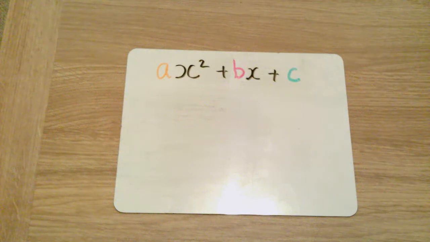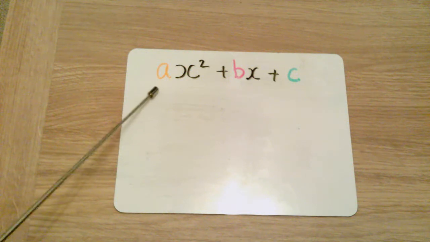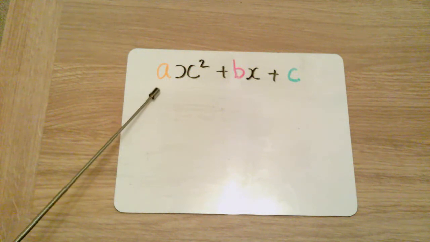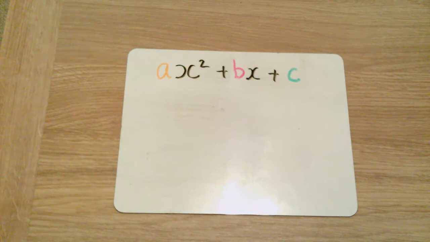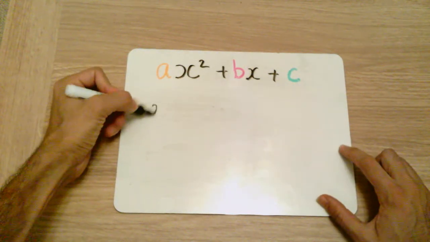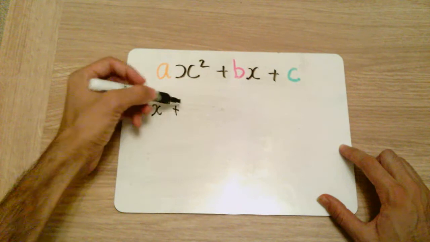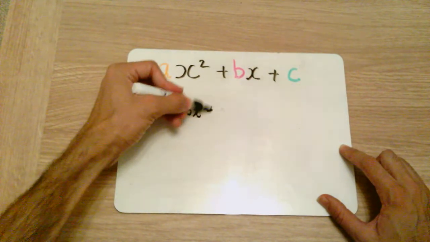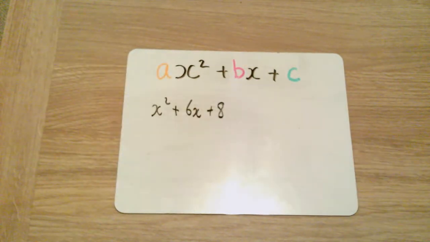Hello everyone, today we'll be looking at how to factorize quadratics when the x squared coefficient, i.e. the number in front of the x squared, is not equal to 1. Now normally when we're first introduced to quadratics and factorizing of quadratics, we start with quadratics that may look something like this: x squared plus 6x plus 8. But today my main focus is on quadratics where the x squared coefficient is not equal to 1.